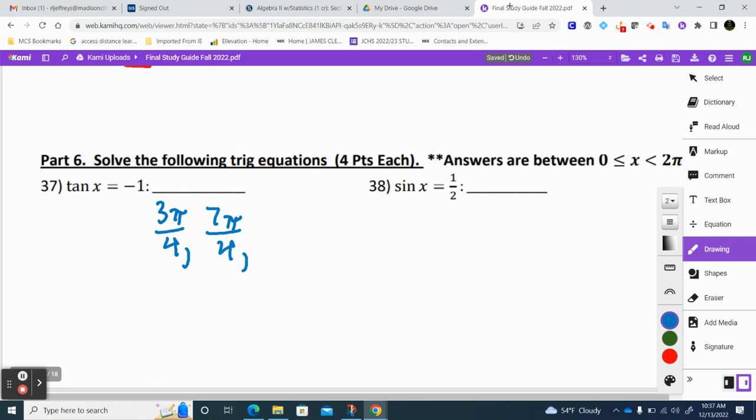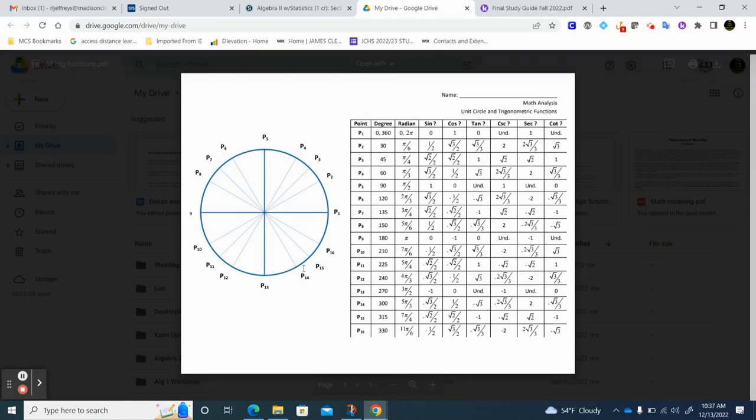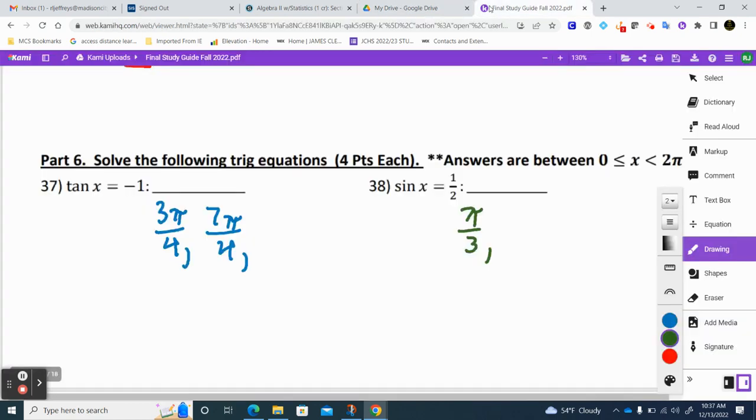The sine is 1/2. I know one of these. This is going to be pi over 3. I know it off the top of my head. That's one of the few things I remember, because it's in the first quadrant. The other one's going to be over here. This is 5 pi over 3. All right. You actually have 2 questions like that.